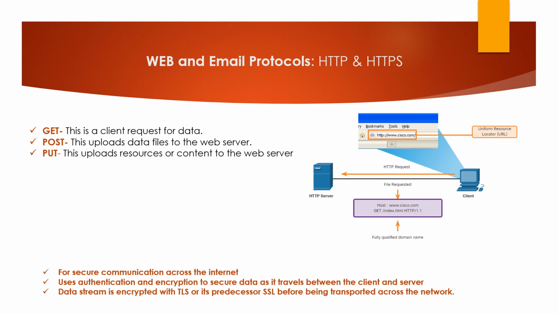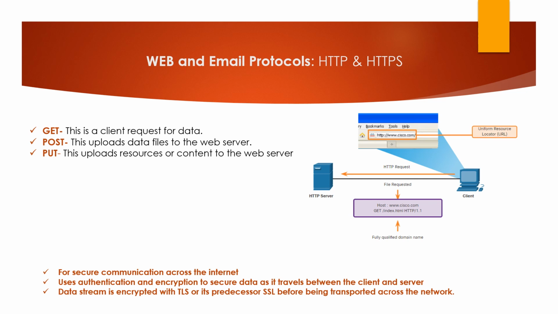For secure communication across the internet, we use the HTTP Secure protocol. It uses authentication and encryption to secure data as it travels between the client and server. HTTP Secure uses the same client request, server response process as the HTTP protocol, but the data stream is encrypted with Transport Layer Security, or its predecessor, Secure Sockets Layer, before being transported across the network.